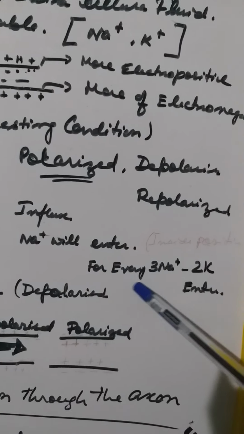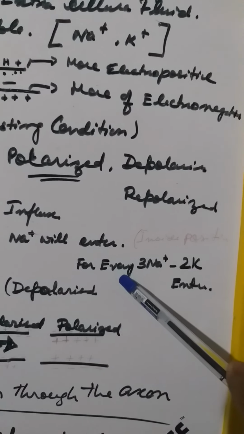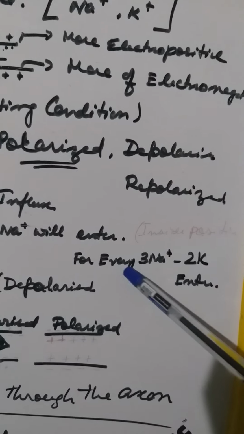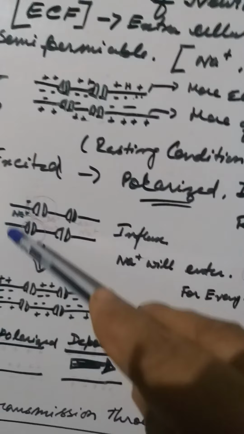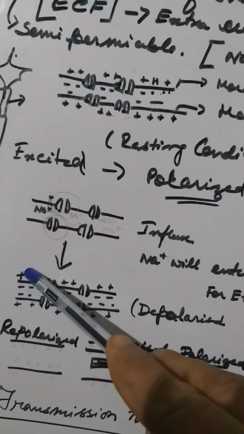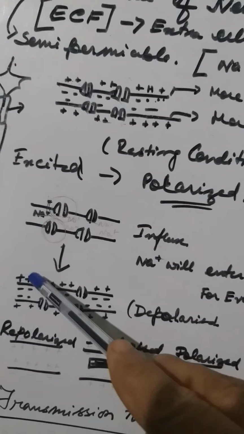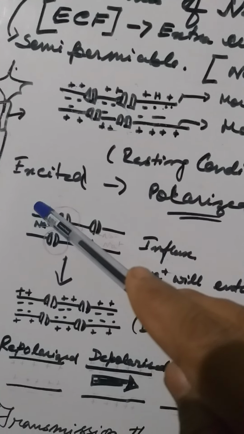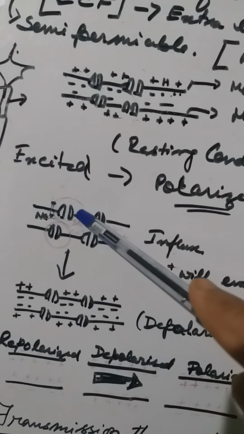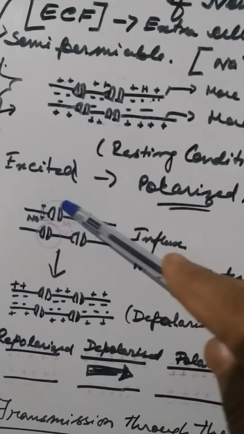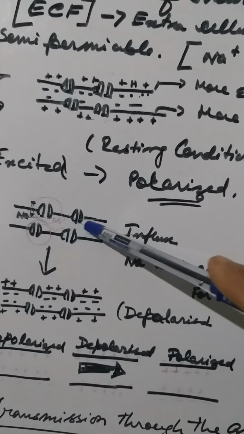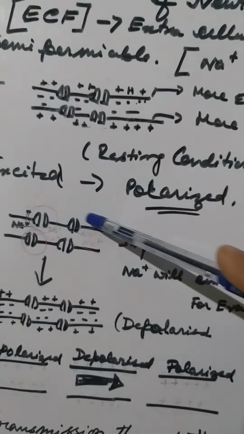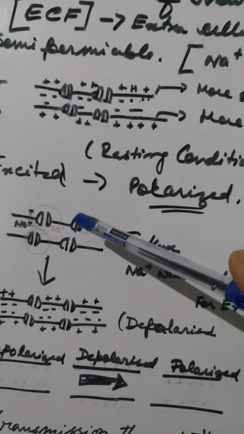And here the ratio is 3:2. For 3 sodium ions, 2 potassium ions enter. So obviously, due to the 3:2 ratio, there is a shortage of positive charge, and the outside becomes negative. That means this is where the impulse is transmitted, and this condition where the inside is electropositive and the outside is electronegative, we call a polarized state.